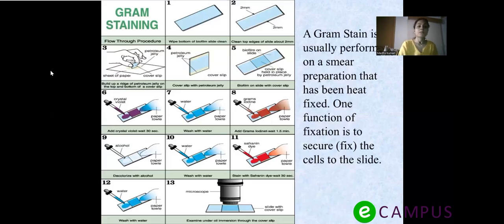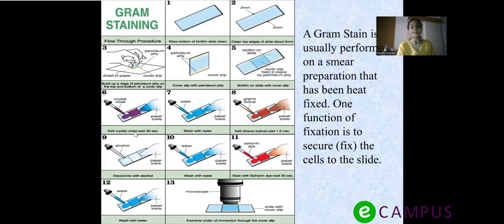This is the flow-through procedure. Clean the bottom of the biofilm slide and the top edges of the slide about 2 mm. Build bodies of petroleum jelly on the top and bottom of a cover slip. Cover slip with petroleum jelly. Biofilm on slide with cover slip.